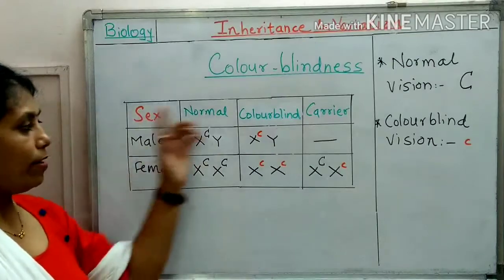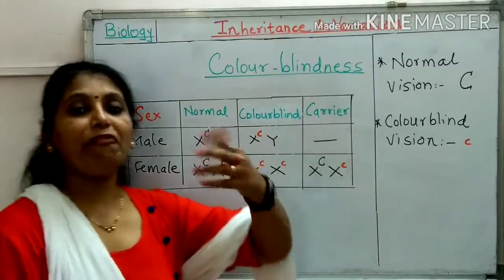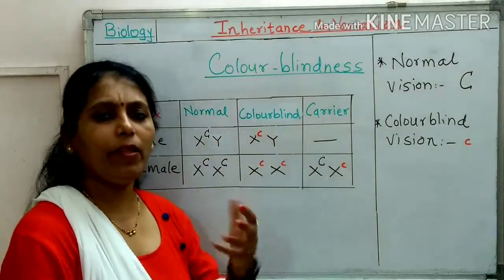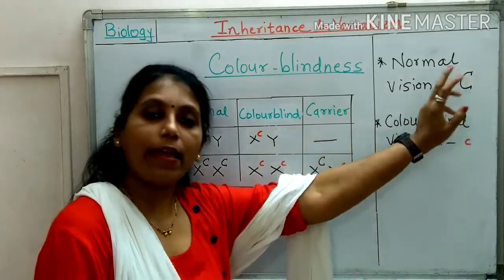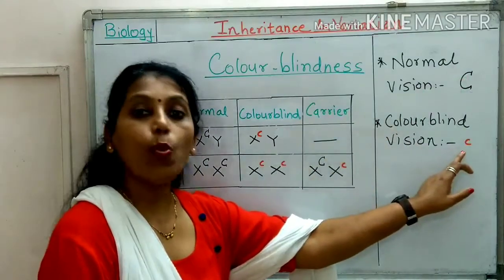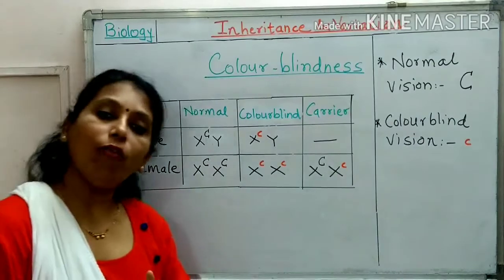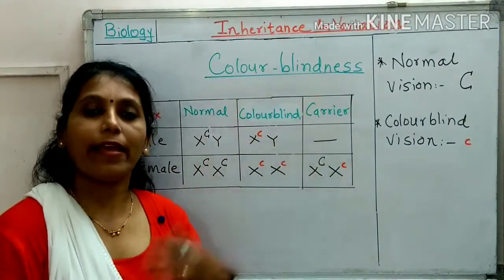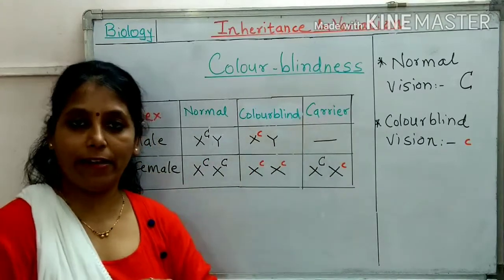Okay. So here I have prepared one chart. It is there in the textbook. If we consider the person who is having normal vision, we use the letter capital C. Capital C indicates normal vision and small c indicates color blindness. Always we denote the dominant character with a capital letter and the recessive character with a small letter.